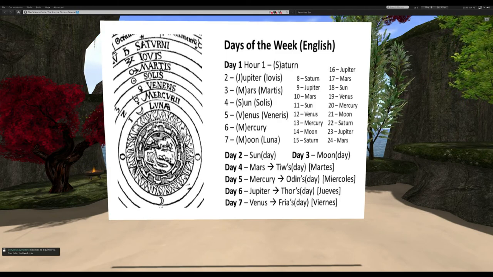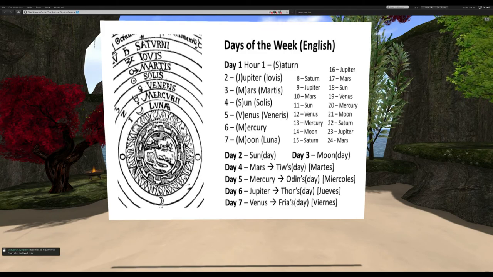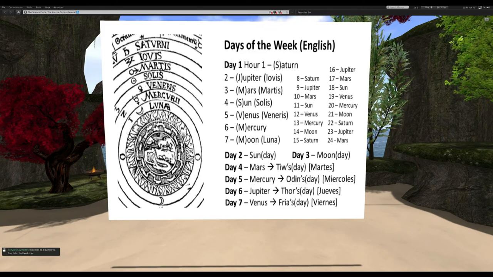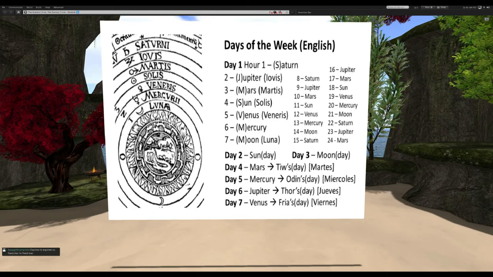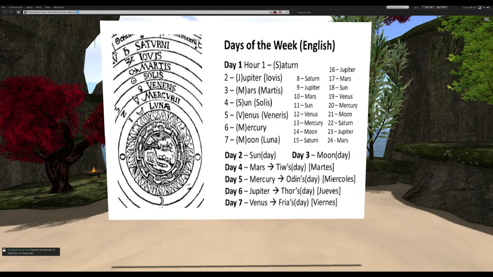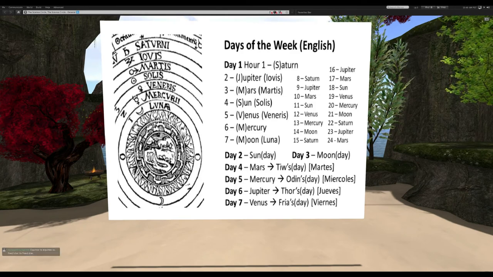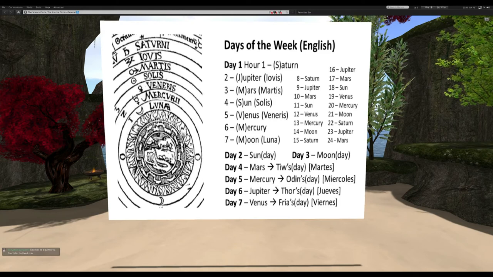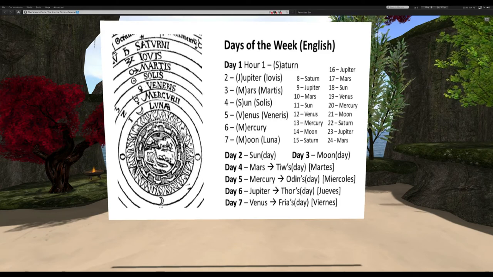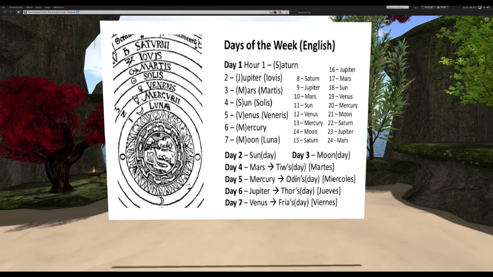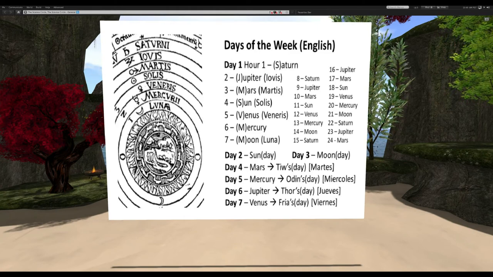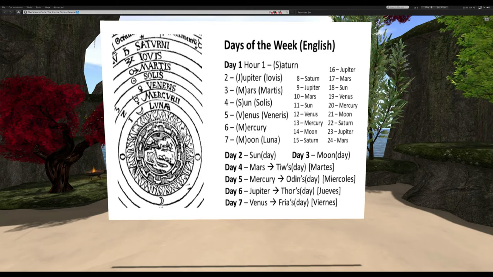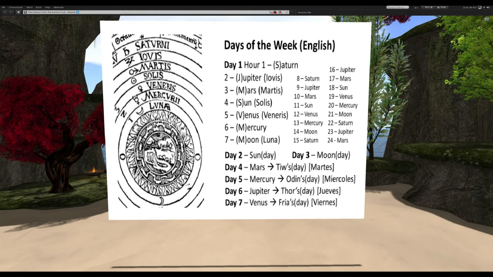Okay, so in any case, back in the old days, if you look at the way we thought the planets were in relationship to the sun and the earth, we thought that there's the earth, and then the moon is closer, and then Mercury, Venus, the sun, Mars, Jupiter, and Saturn. And they also thought that these are heavenly bodies, made by the gods or God, and so they rule things on Earth.